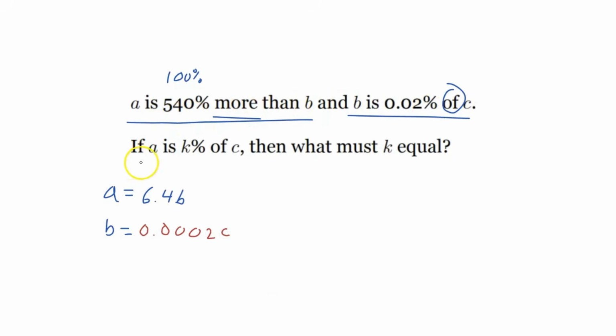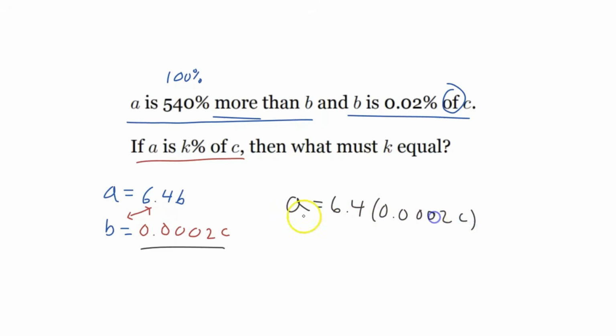Okay. It says, if A is K% of C, then what must K equal? So in this case, we see that B is in both expressions, and so we just want to do some simple substitution. So we can rewrite this as A equals 6.4B, and B also translates to 0.0002C. And now we can just multiply 6.4 times 0.0002.